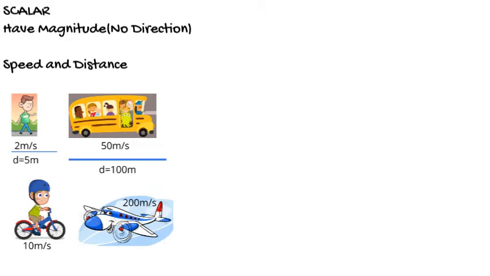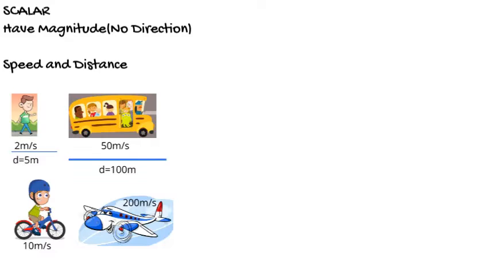To recall the first lecture, we said that to describe a scalar quantity we only need to describe the magnitude, or the size, of anything. So now we discuss speed and distance first. We take the example of a guy walking with a speed of 2 meters per second who covers a distance of 100 meters. Also a bus moving with 50 meters per second covers a distance of 100 meters, but we say this without any direction.